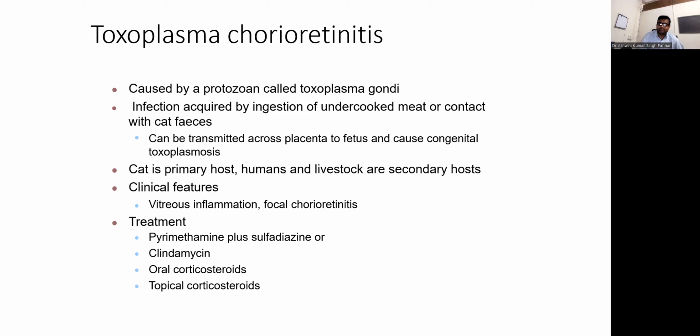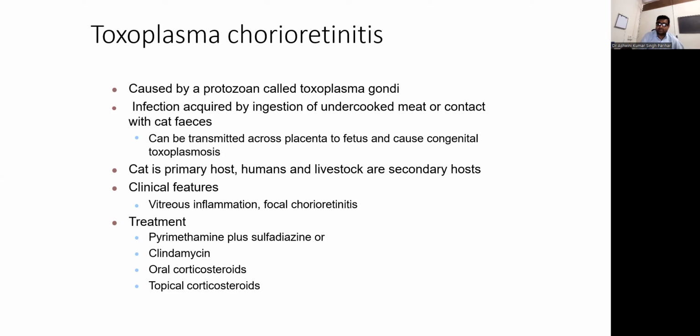Cats are one of the important sources for the occurrence of these infections, which is common in pet populations where cats are there. It can also be transmitted across the placenta to the fetus, and can lead to congenital toxoplasmosis. So it's better to take care of that. The cat is the primary host, and humans and other animals are the secondary hosts.